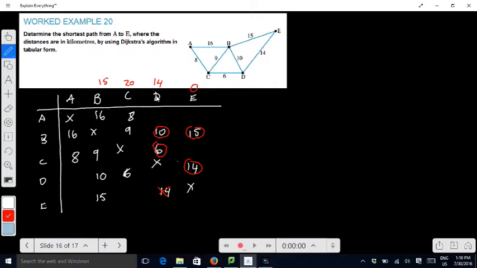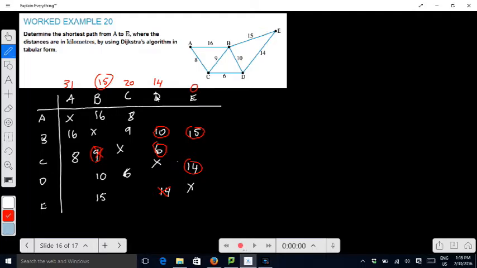The next lowest is B at 15. So directly down is A, which is 16. Add 15 and 16 is 31. And because we don't have anything above A, we write 31. Next lowest is C, which is 9. 15 and 9 is 24. This is greater than C, so we don't want that one. We've already done D, and we've already been to E. Now E, D, and B are done.